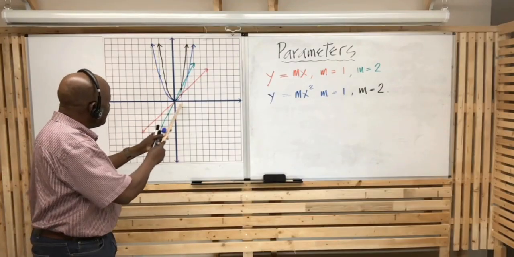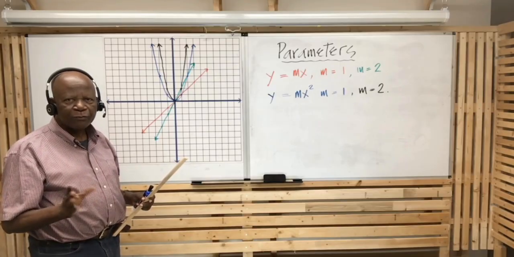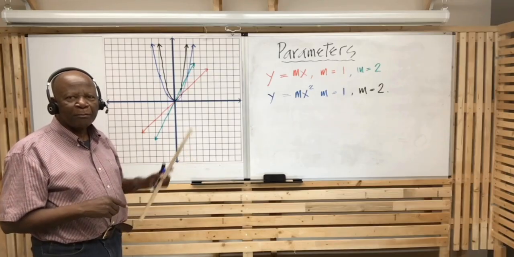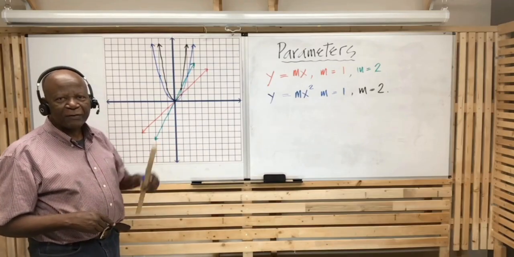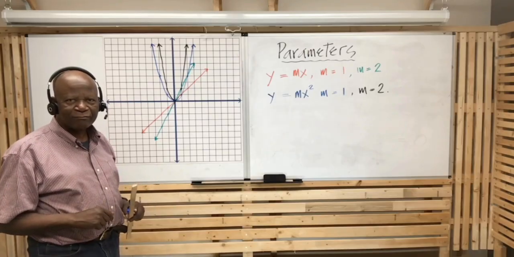So this is the graph in blue. It passes through the origin, number 1. It faces up, number 2. Then it goes from negative infinity to positive infinity. Yes, that's the characteristics of that graph.